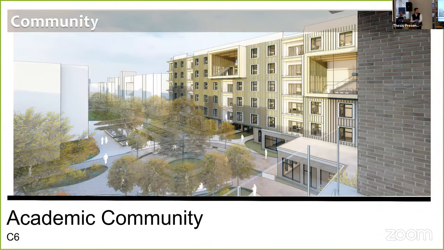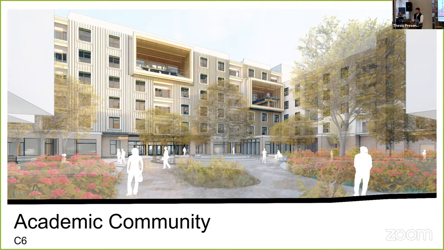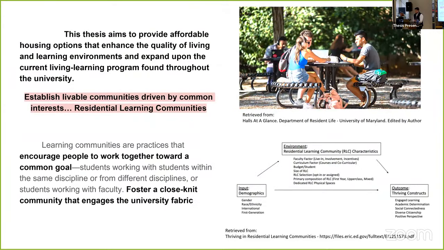So this is a view from one of the balconies looking down into the communal courtyard, and you can see how those volumes of spaces, those collaborative environments, start to affect and puncture the main facade, and then walking into the community from Campus Drive, and again, seeing those academic collaborative spaces being integrated into our housing. So lastly, just to reiterate, this thesis aims to create livable communities driven by common interests and establishing livable communities that foster a close-knit community that engages with the university fabric. So at this point, I would love to turn to you guys and get your feedback, and thank you very much.